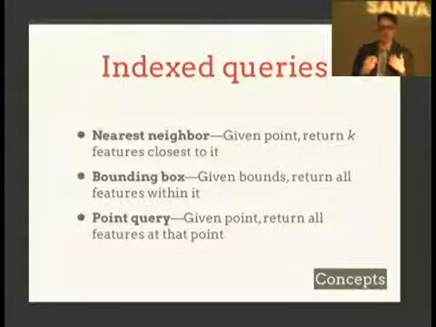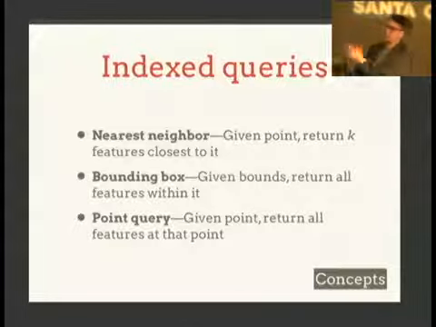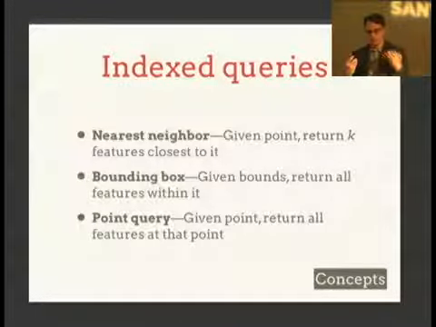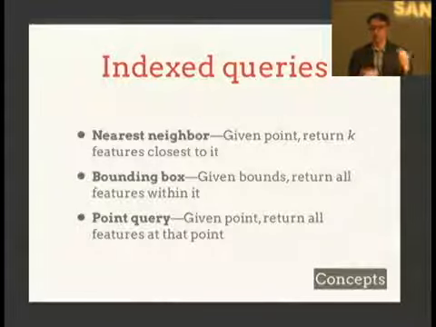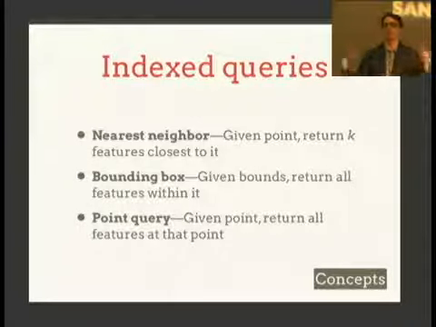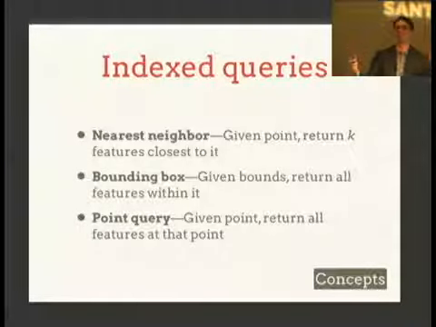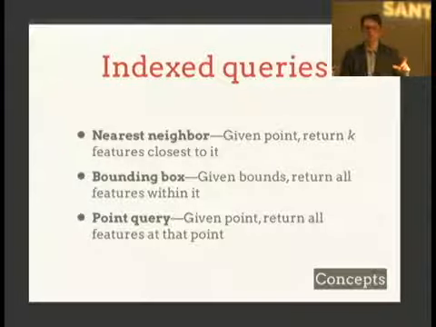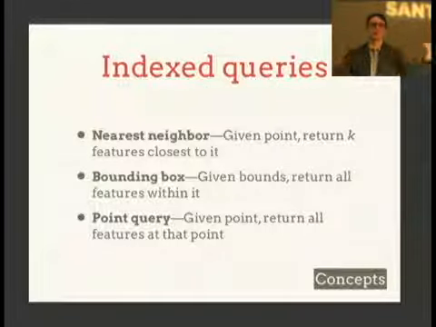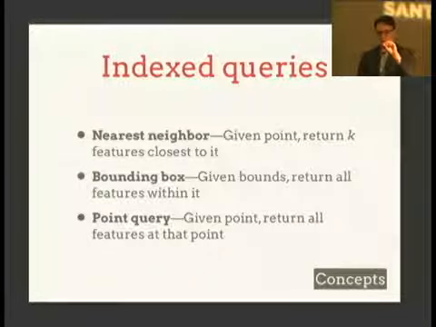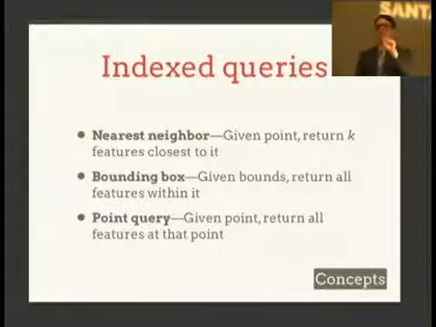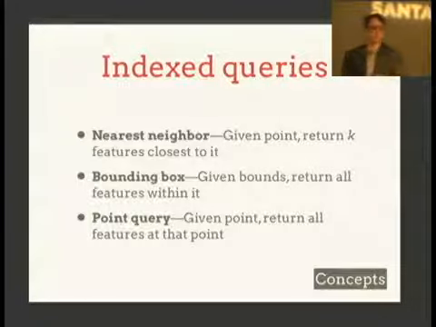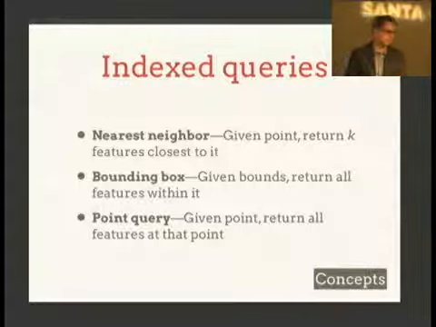And then index queries generally fall into these three categories. You're asking, given a point, and this is the case of the nearest neighbor, what are the k points closest to it, or features closest to it? Given a bounding box, give me back all the features that are within it. And if I have a point query, there may be some feature that's directly at that point. So almost all of your day-to-day index queries are going to fall into these three categories.